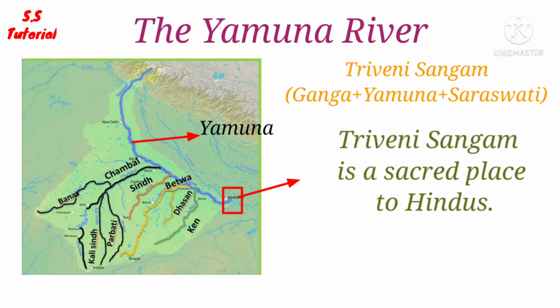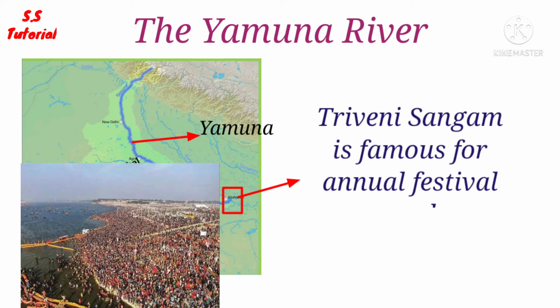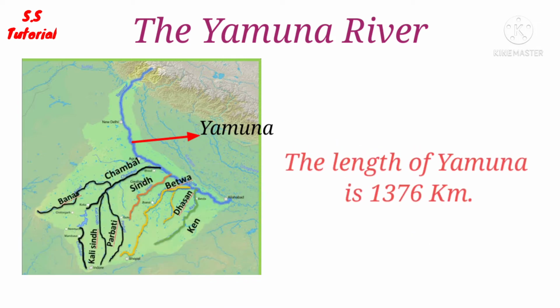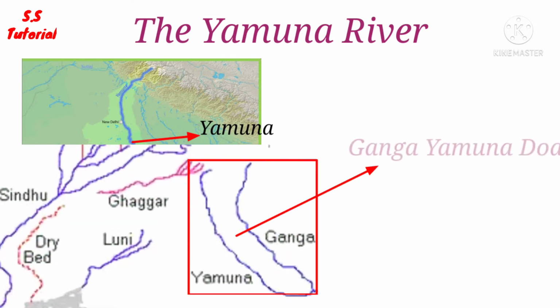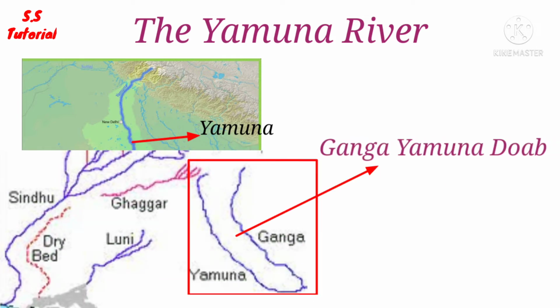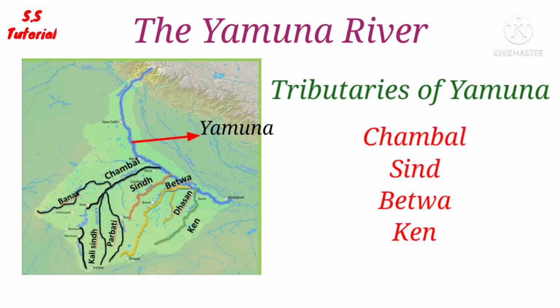Tribeni Sangam is a sacred place to Hindus and is the site of an annual festival as well as Kumbh Mela, which is held every 12 years and is attended by millions of devotees. The total length of the Yamuna from its origin till Allahabad is about 1376 km. The Yamuna and the Ganga create the Yamuna-Ganga Doab, which is highly fertile for agriculture. The main tributaries of Yamuna are Rishi Ganga, Chambal, Sindh, Betwa, Ken and so on.